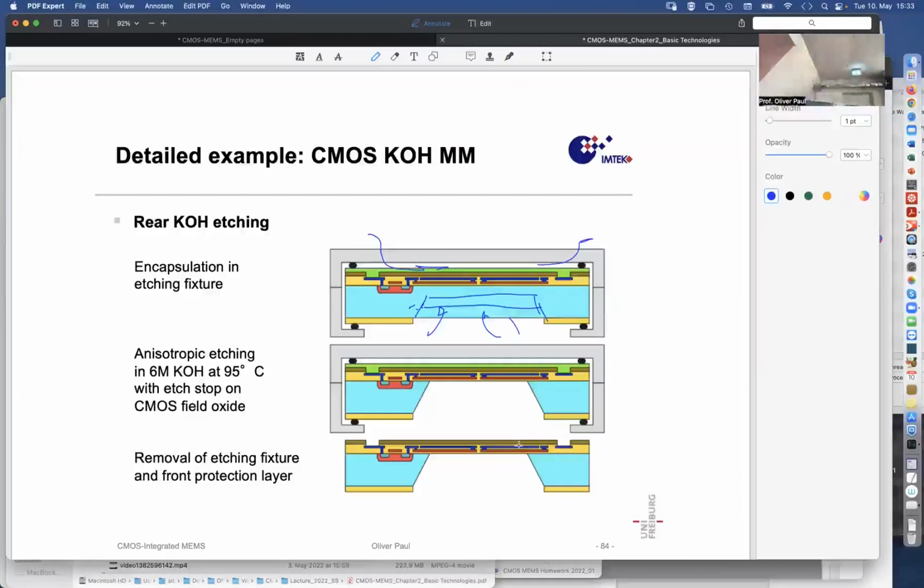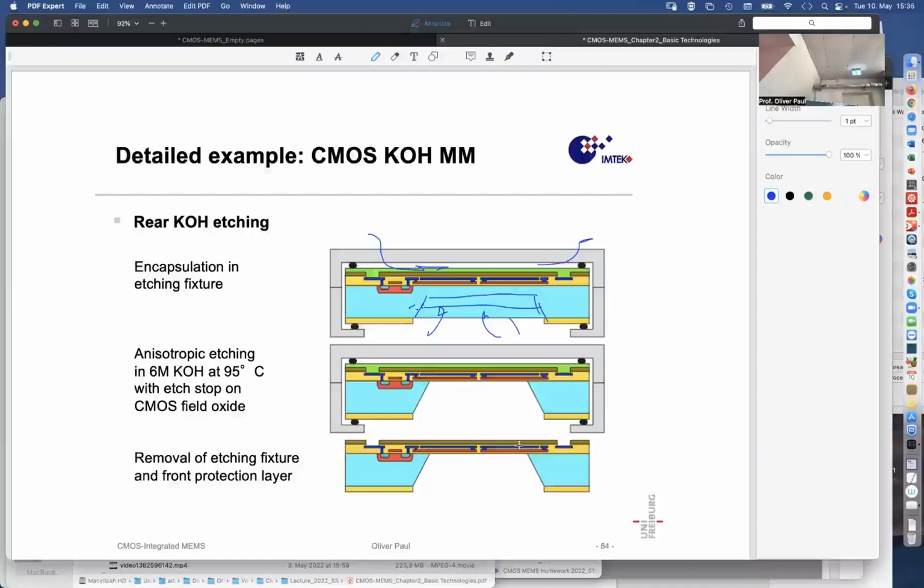And I brought you one of those. Yeah. So here you have a 6-inch wafer, actually from many years ago. But that was one of the successfully etched. So this is the front. Full CMOS.